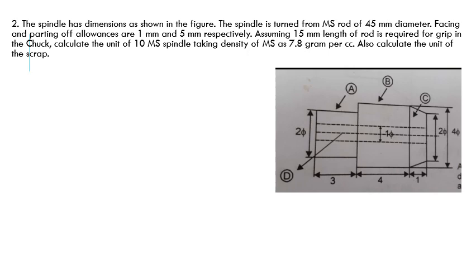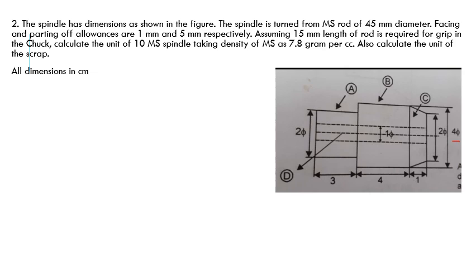See here, this is the finished part. Finished part has a total diameter, maximum diameter that we can see from the figure. It is 45. All dimensions, I believe that it is in centimeter. So 40 centimeter is the maximum dia of this spindle.